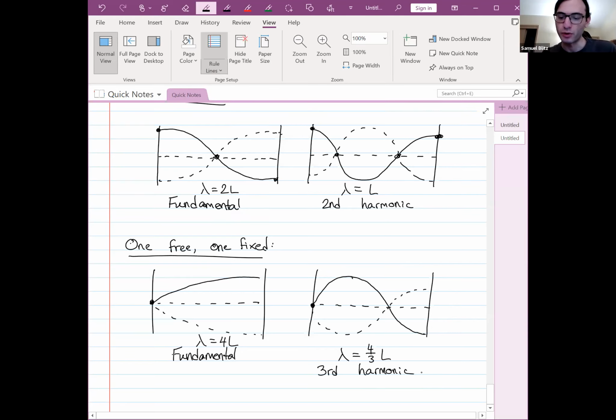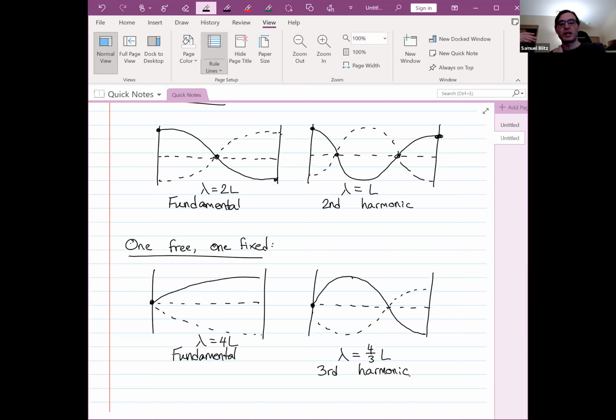Where do we see instances of one free, one fixed? This is instances of one free, one fixed. So this is the third harmonic, which is to say that you can't form a standing wave where one end is fixed and one end is free that has twice the frequency of the fundamental. It's not possible because the fixed end always has to be fixed. The free end always has to be free.